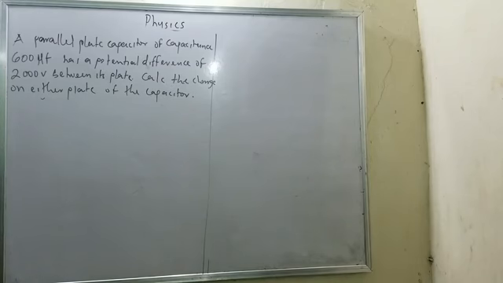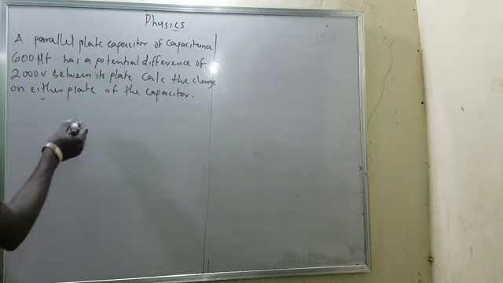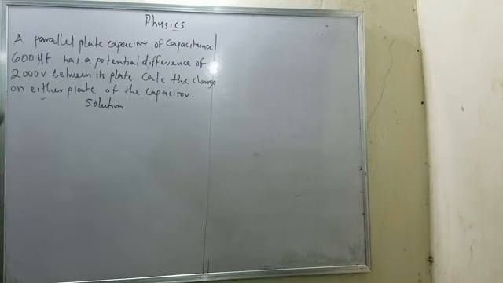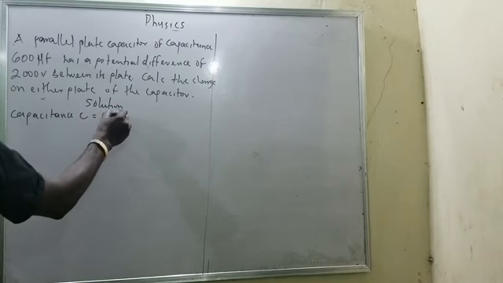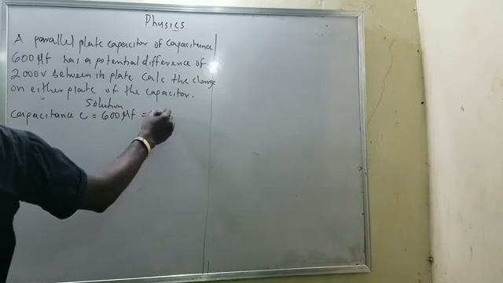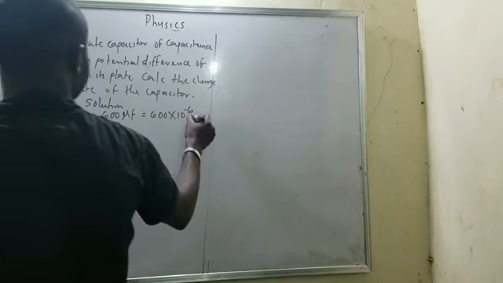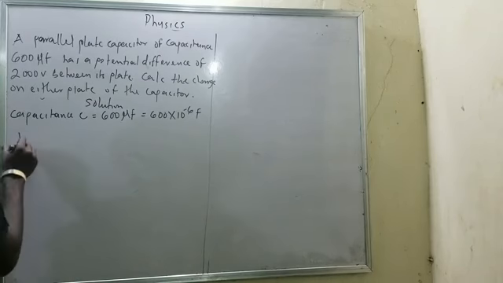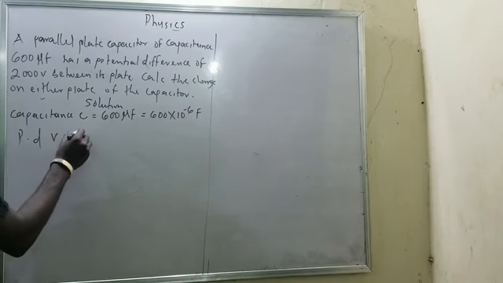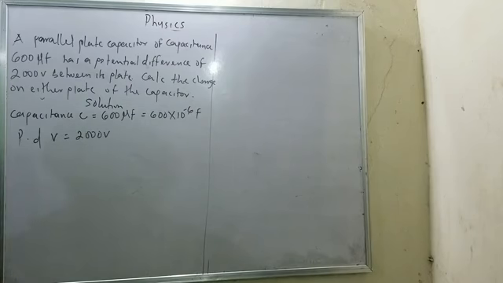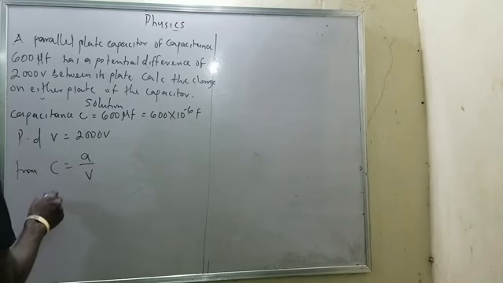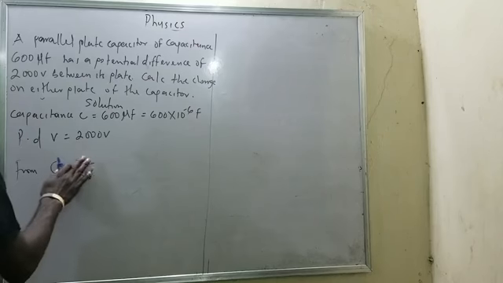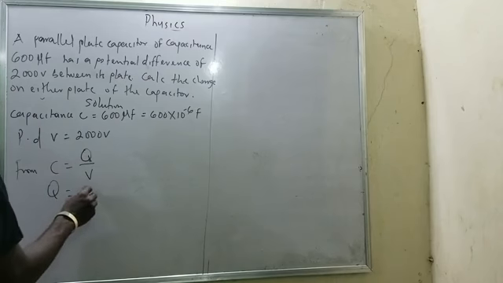Now, how do I solve this problem? From what I said earlier, solution: my capacitance C is 6 microfarad, which is 6 times 10 raised to the power minus 6 farad. Potential difference V will equal 2000 volts. And from the capacitance, C equals Q divided by V, my Q will be equal to C times V.